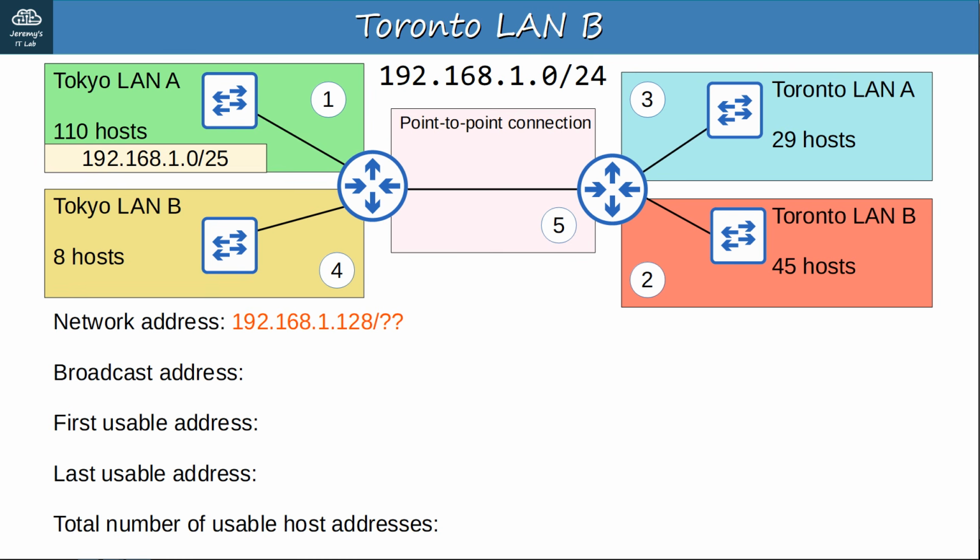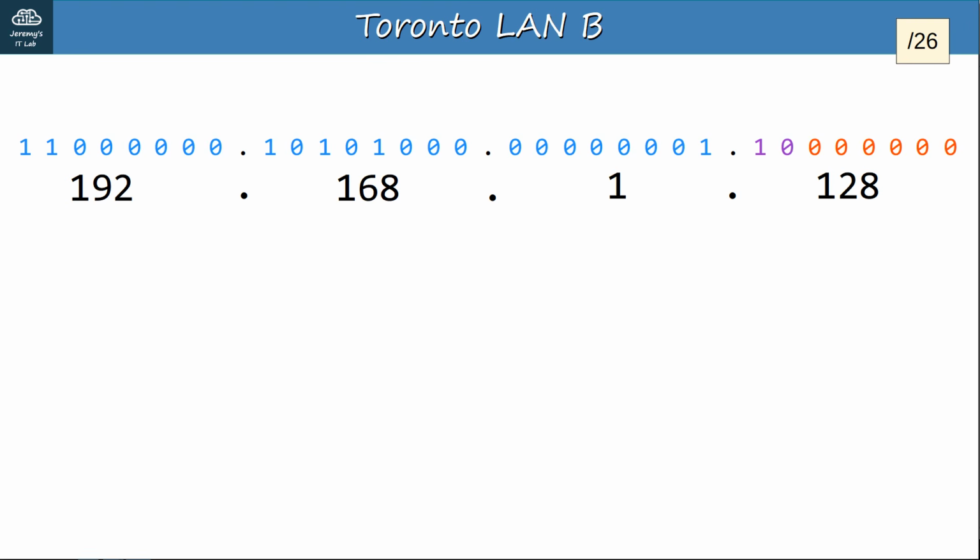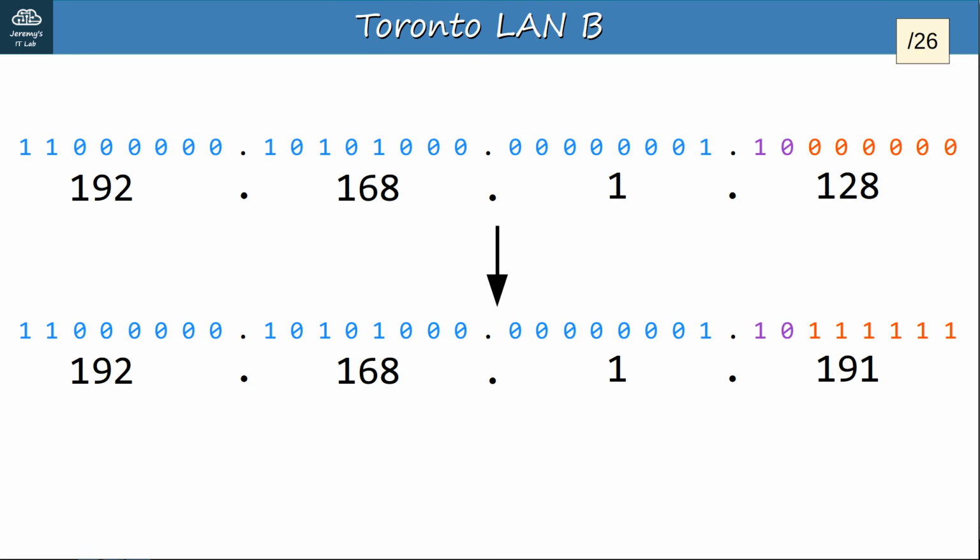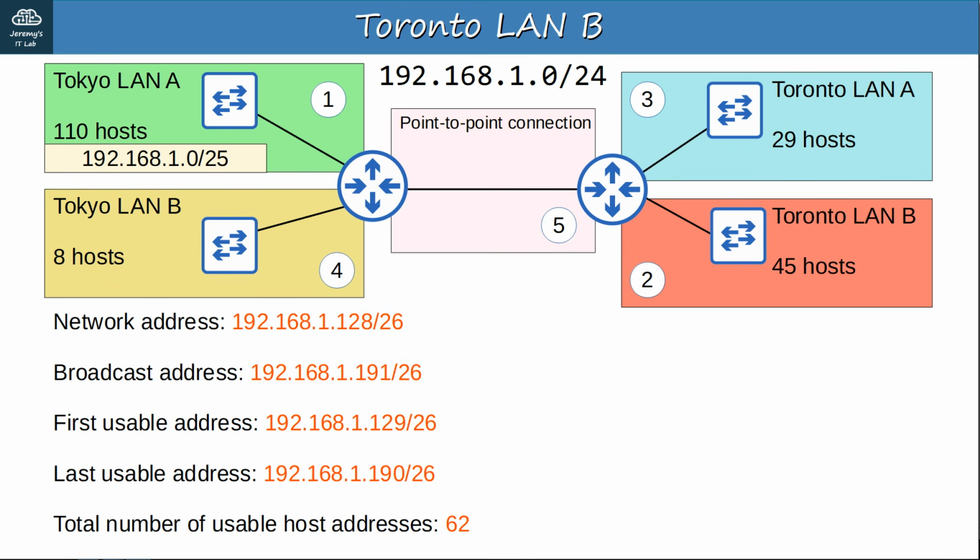Okay, let's check the answer. So, to accommodate the 45 hosts, we will use a /26 prefix length. That leaves 6 host bits, which allows for 62 host addresses. That's more than we need, but if we make a smaller subnet with a /27 prefix length, we can only have 30 hosts, which is not enough. So, the complete network address is 192.168.1.128/26. Change all of the host bits to 1, and you get the broadcast address, 192.168.1.191. So here are the answers for Toronto LAN B.